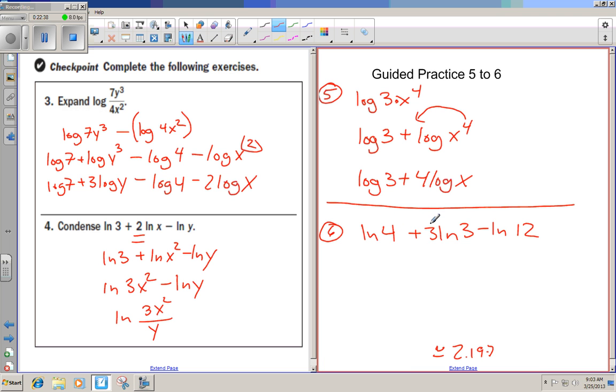So condensing, we put coefficients as exponents first. Rewrite it as ln 4 plus ln 3 cubed minus ln 12. All right, 3 cubed, you should be able to simplify. ln to the 27. Now, looking for addition stuff. Addition stuff goes in the numerator together. So it becomes ln 4 times 27 minus ln 12. 4 times 27, 108.